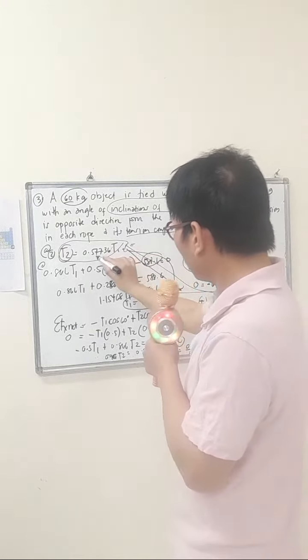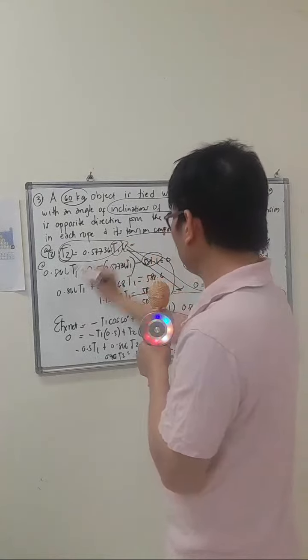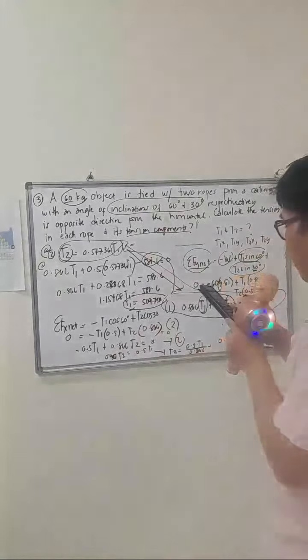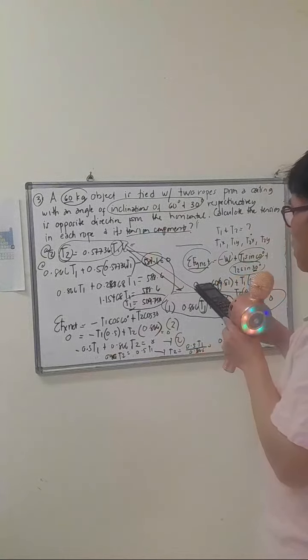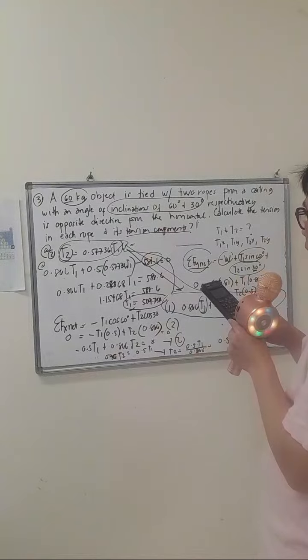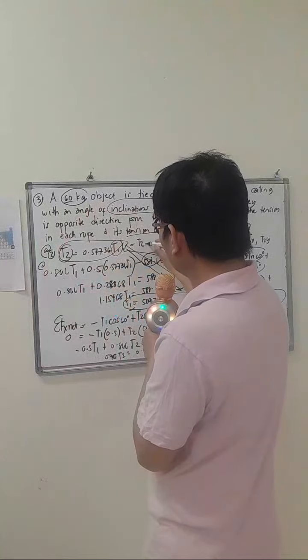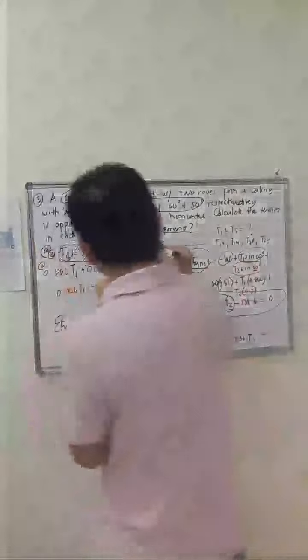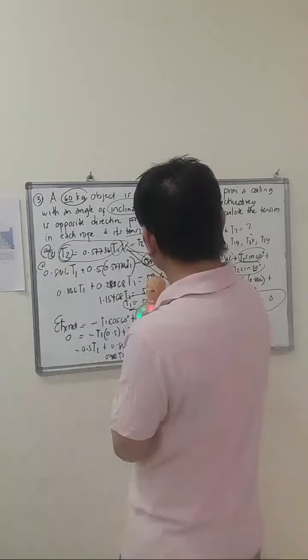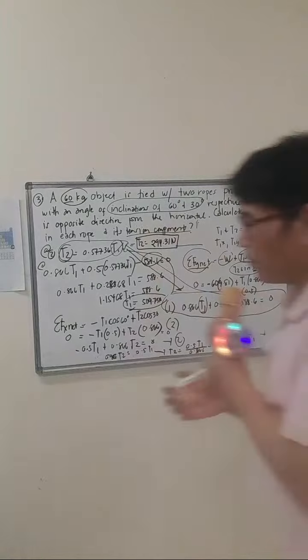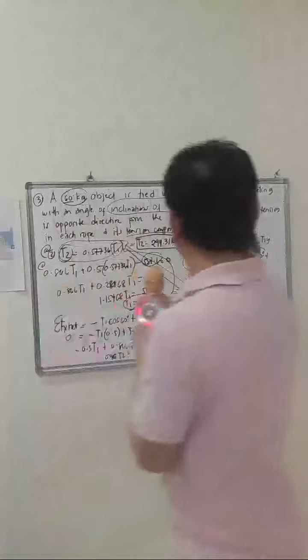So this is going to be 0.57736 times T1 here, so times 509.75. We have 294. Our T2 is 294.31 Newton. I will erase this one to save space.